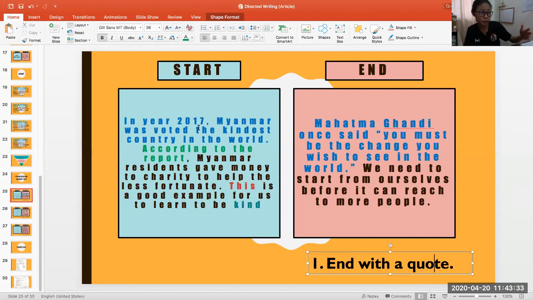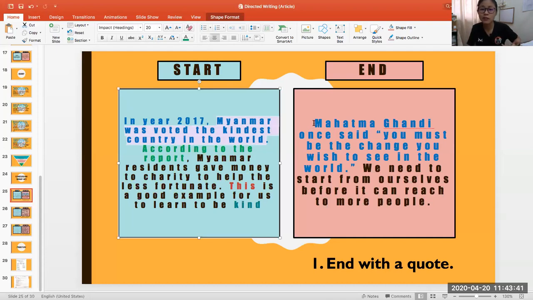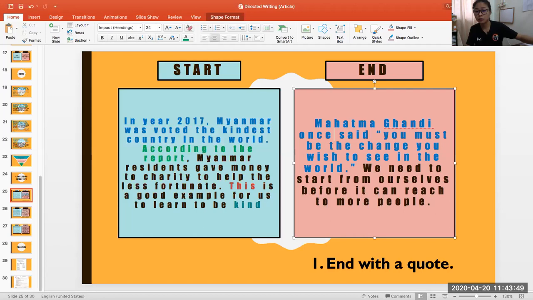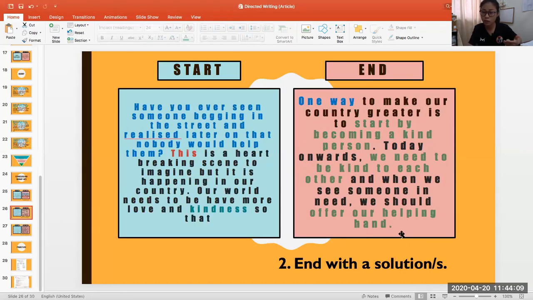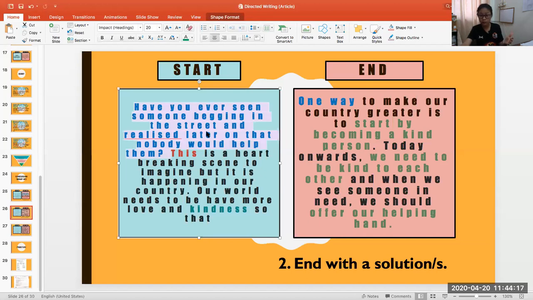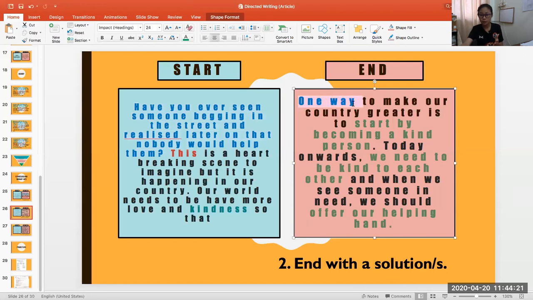It's just that you can mix and match. For example, you start with the Myanmar story. You want people to be kind, blah, blah, blah. When you finish, then you just drop a quote. And then you just advise people: we need to start from ourselves before it can reach other people. Again, this is very powerful stuff, powerful, more formal language in a more formal setting. You can end it with a quote. You can end it with solutions. When you start with a problem, this is a problem, then you finish it with a solution. Tell people how to solve the problem that you gave in the beginning.